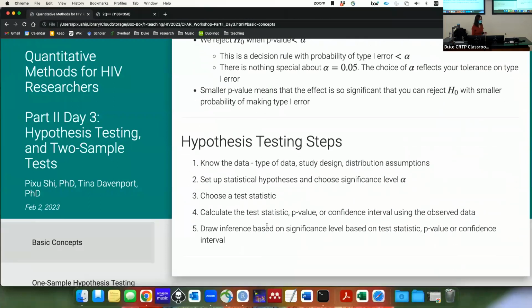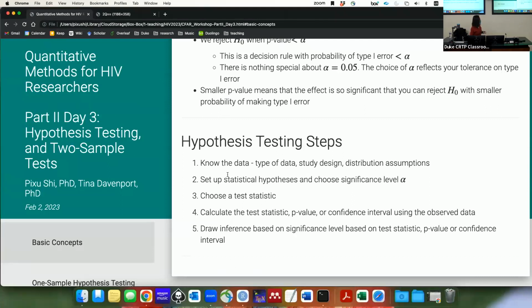So here we have gone through all of the basic concepts of hypothesis testing. And then we'll use some examples, the one sample test, two sample test, to go over the hypothesis testing steps. In summary, you would follow all of these 5 steps.